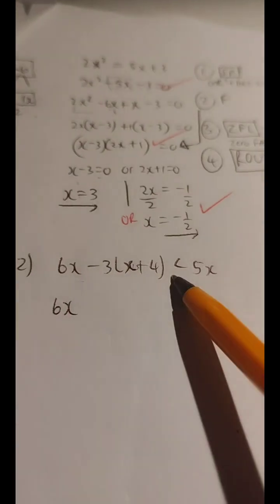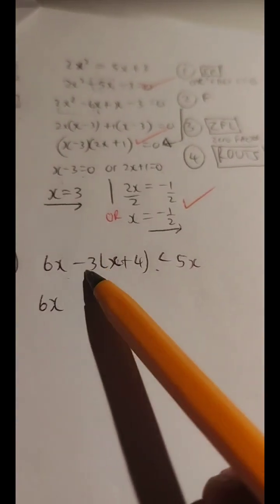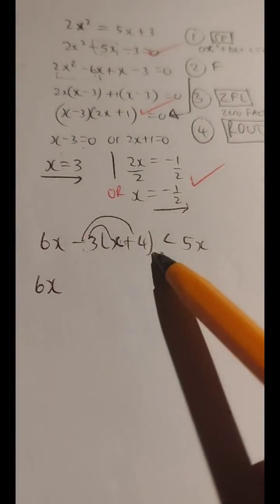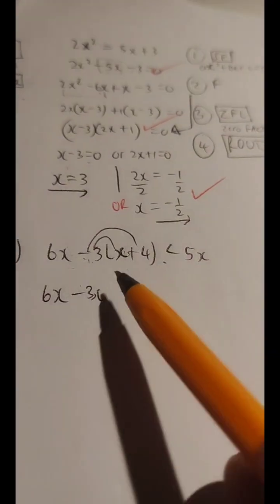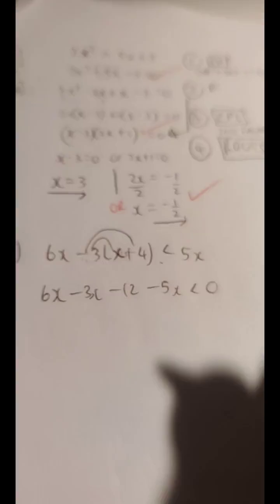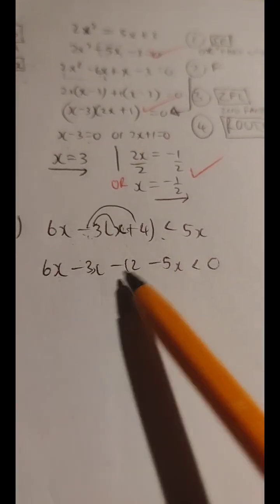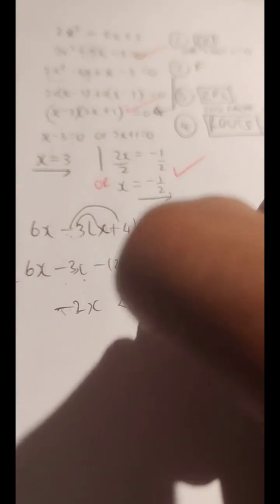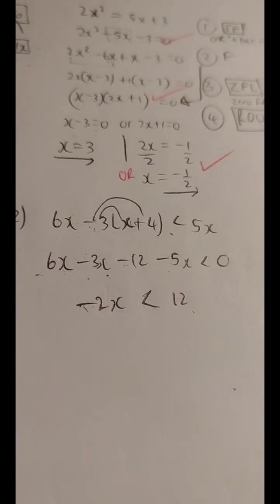6x. On the left, we have 2 terms. 6x is on its own. Negative 3, we need to distribute because negative 3 is attached to the bracket x plus 4. Negative 3 times x, negative 3x. Negative 3 times 4, negative 12. Minus 5x less than 0. We collect the x terms. 6x minus 3x, that's 3x. 3x minus 5x, negative 2x. That is going to be less than 12. We take the negative 12 over, you get positive 12.